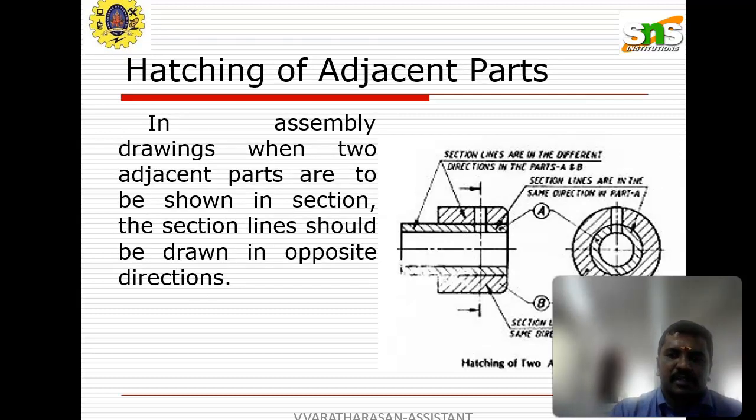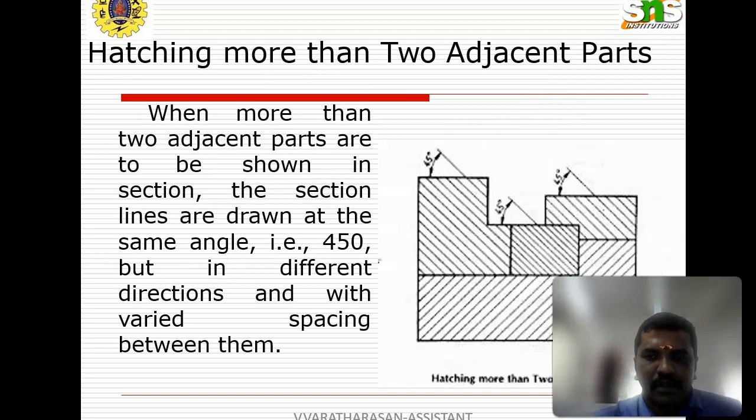Hatching of adjacent parts is also represented like this. In assembly drawings, when two adjacent parts are to be shown in section, the section lines should be drawn in the opposite direction. In this diagram, one hatching line slants to the right side, and the other slants to the left side. The angle will also be different.